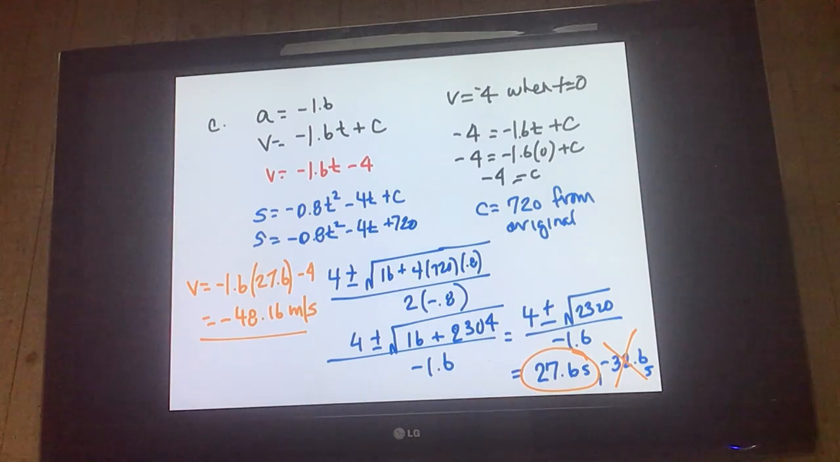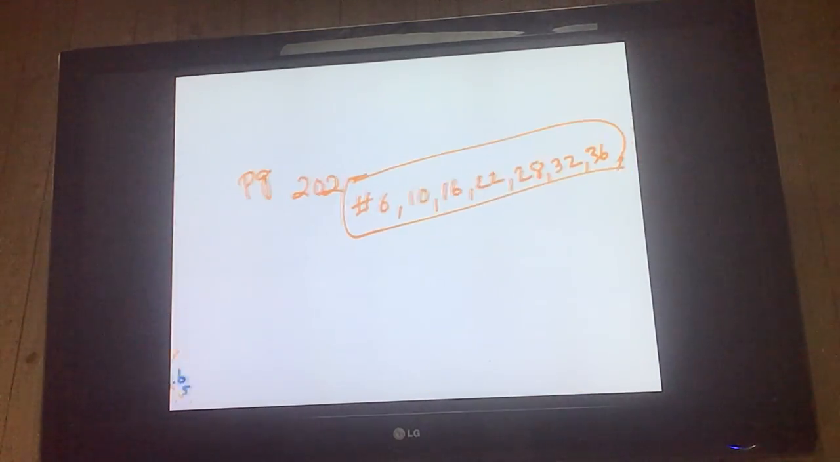Then they ask, what is the velocity? So I'm going to put the 27.6 seconds into my velocity equation, which I found earlier, all right, and it gives me negative 48.16 meters per second as my velocity. Okay, so that's how you do those.